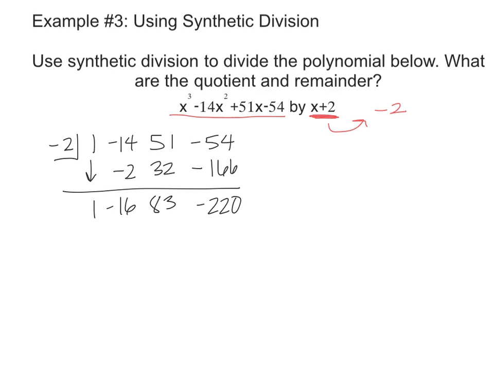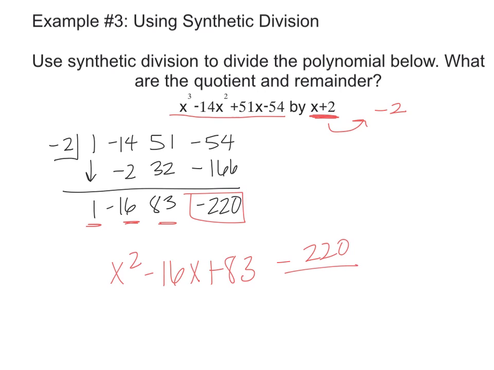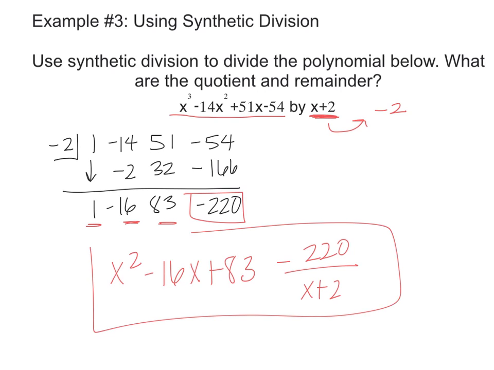And so since our highest power was x cubed, when I start rewriting this, it becomes 1 power less. So this is now the x squared position, the x to the first, the no power, and this is our remainder. So our answer, or our quotient and remainder, are x squared minus 16x plus 83 minus 220 over our original expression, which is x plus 2. And we are done.